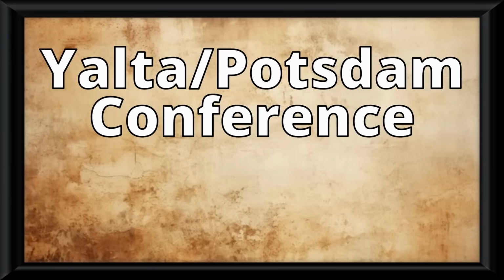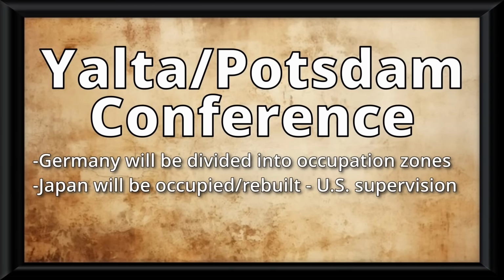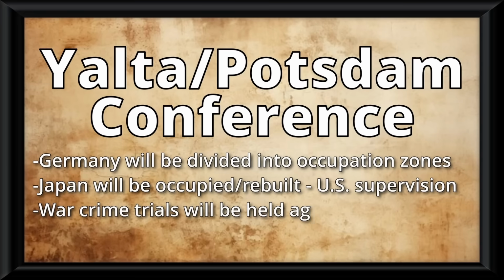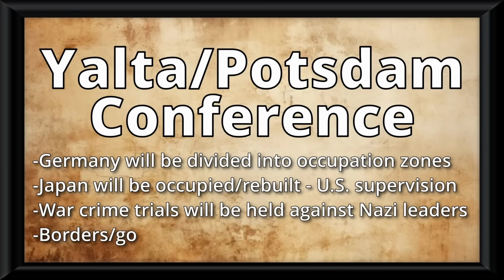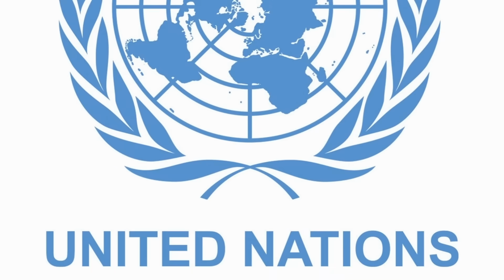The Yalta and Potsdam conferences will happen near the end of the war. The key outcomes you should know are that Germany will be divided into occupation zones, Japan will be occupied and rebuilt under US supervision, war crime trials will be held against Nazi leaders, and borders/governments across Europe and Asia will be reorganized.